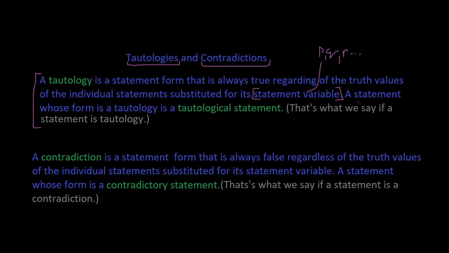A statement whose form is a tautology is a tautological statement. That's what we say if a statement is a tautology. This is just a way of phrasing it, and I'll say it when it comes up: that's a tautological statement. We don't have to worry about that yet. We just need to know that a tautology is a statement that is always true regardless of the truth values of the individual statements substituted for a statement variable.